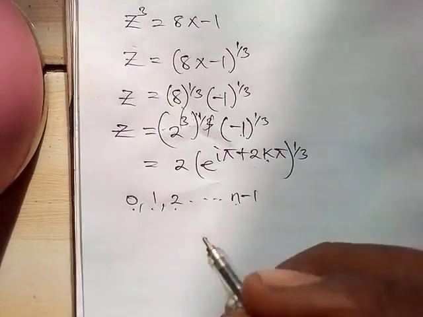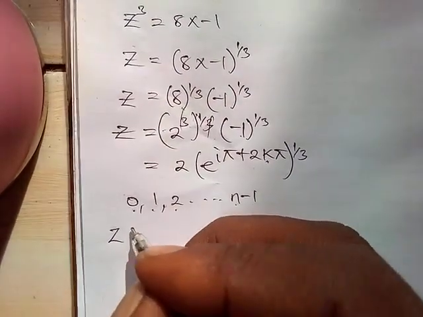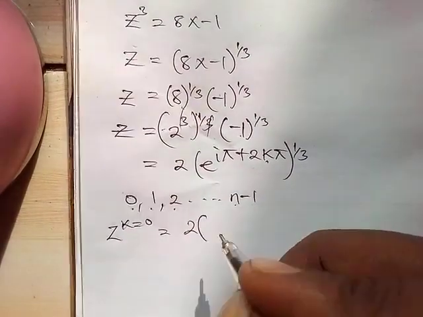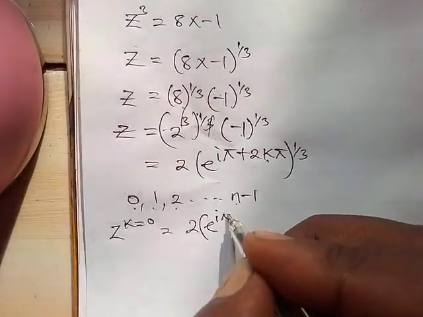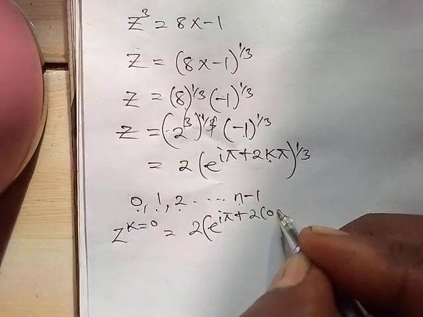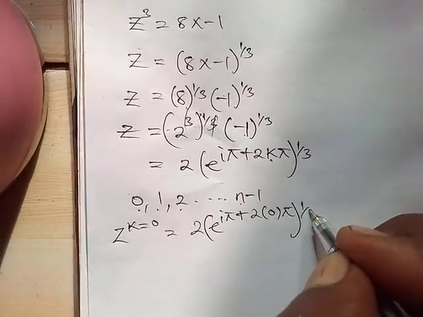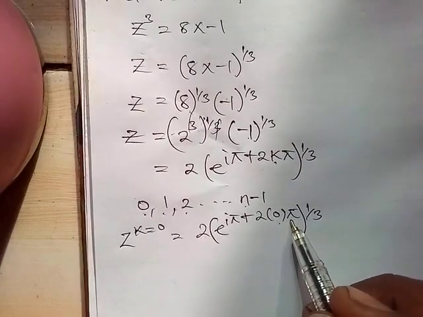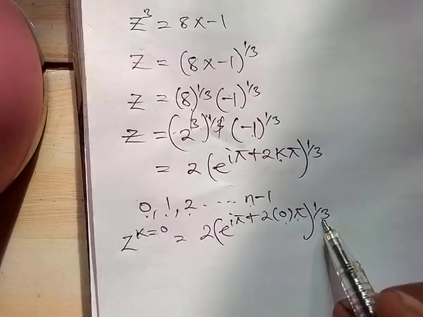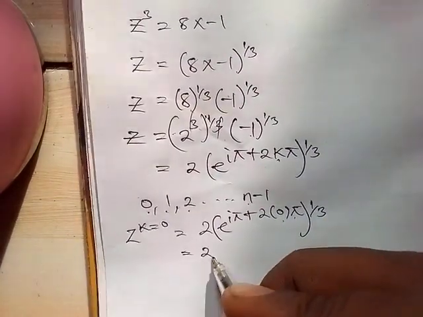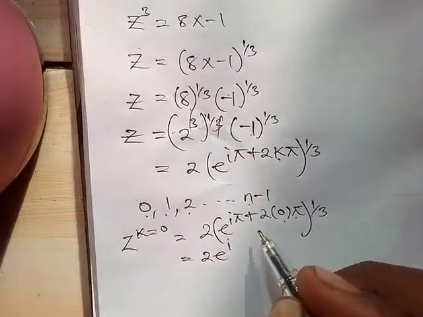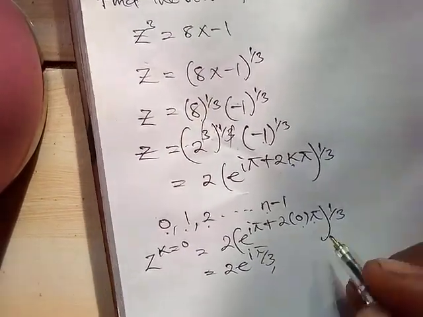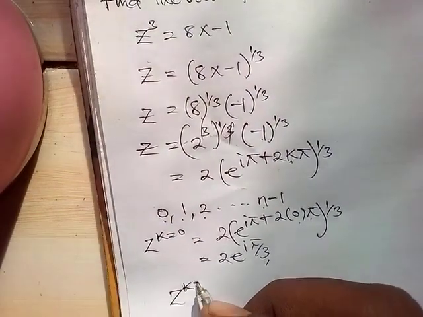So let's begin. When k is 0, we're going to have 2 into e to the i (pi plus 2 into 0 pi) to the power 1 over 3. Here is already 0. 2 times 0 is 0. 0 times pi is also 0. If we now multiply this with this, we're going to have 2e to the i. Pi times 1 is pi over 3. That's the first answer.